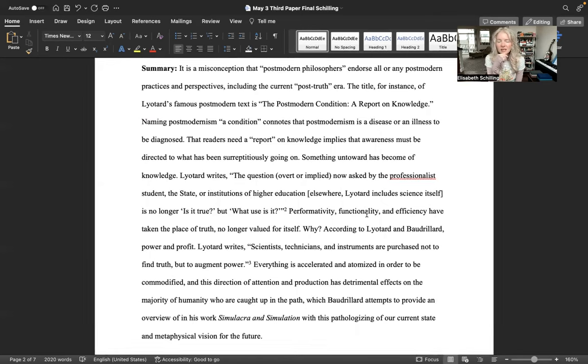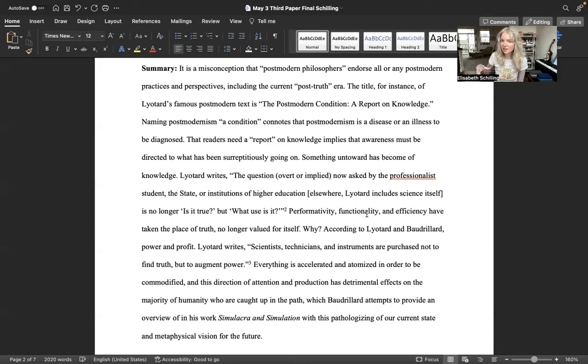The title, for instance, of Lyotard's famous postmodern text, so I'm starting to summarize, looking at the title is a part of describing or summarizing a text. The Postmodern Condition: A Report on Knowledge. Naming postmodernism a condition connotes that postmodernism is a disease or an illness to be diagnosed. That readers need a report on knowledge.